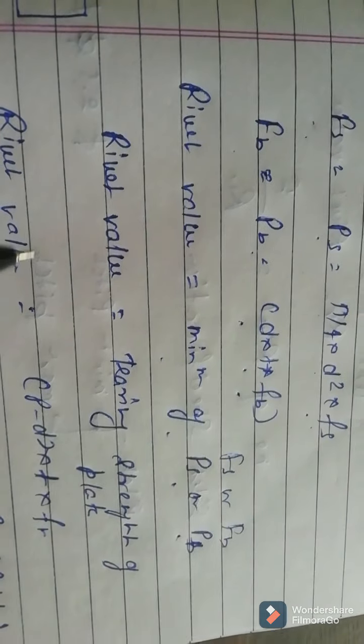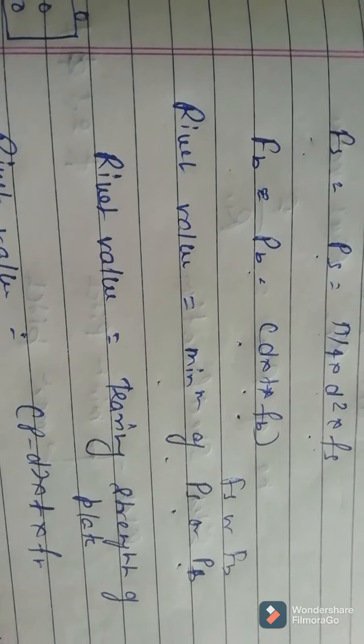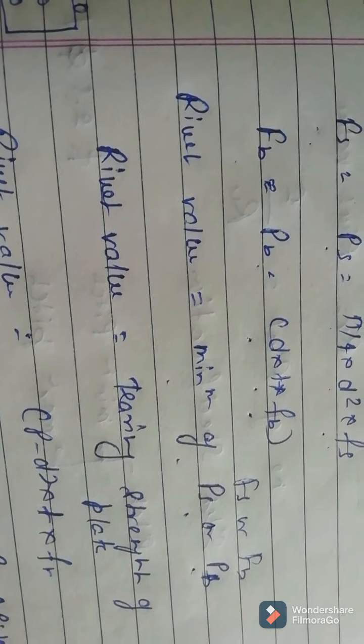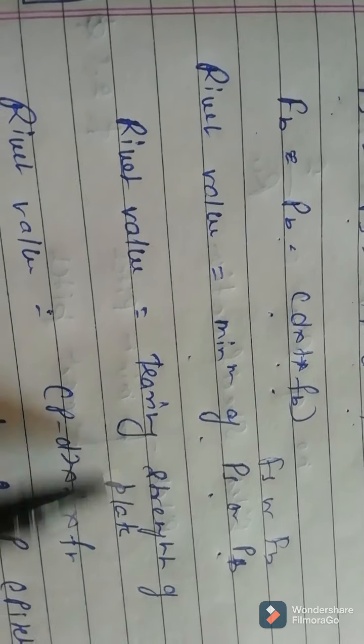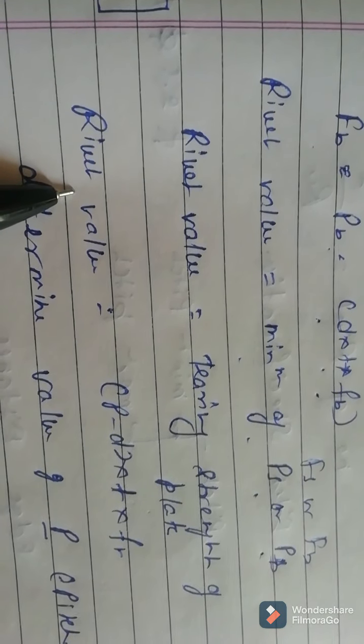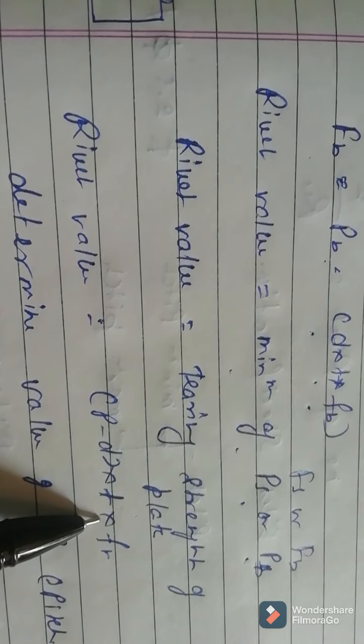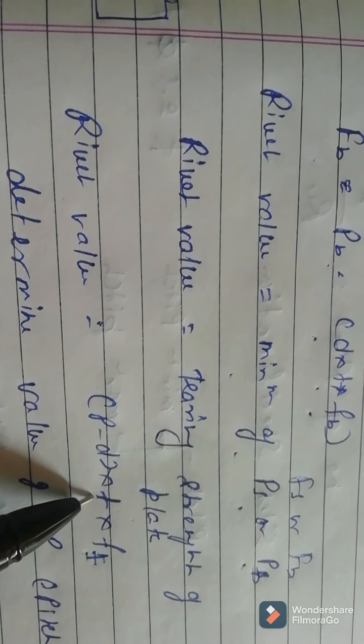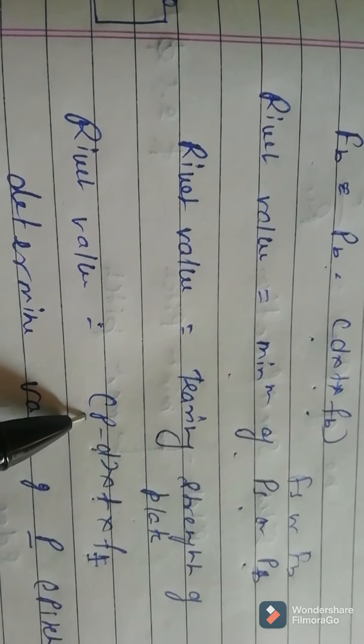Now we are going to calculate the pitch. So how to calculate the pitch? Rivet value equal to tearing strength of plate. Rivet value is whichever is less, Ps or Pb, equal to (p minus d) into t into ft. You have the value of ft, fs and fb. You know ft, you have the value of t and the value of d, so you can calculate the value of your pitch.